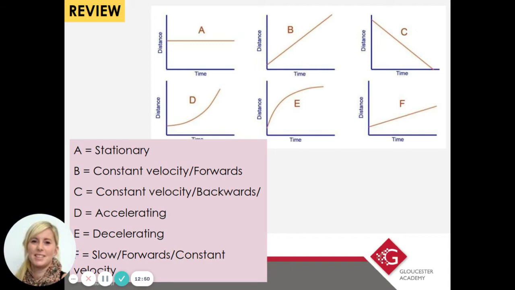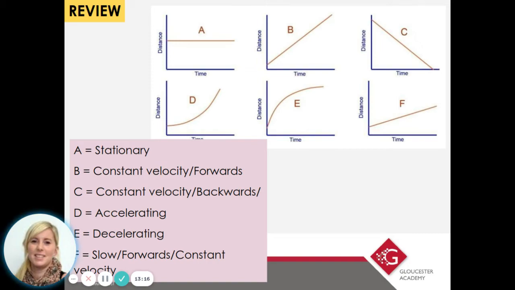Okay, so A, it's stationary. Another way of saying that is that they're at rest, they're not moving. So it's just one word for that one. B, you've got a constant velocity because it's that diagonal line, and also they're moving forwards. And then C, you've got a constant velocity again for the diagonal line, and this time they're moving backwards. You could have someone returning home.